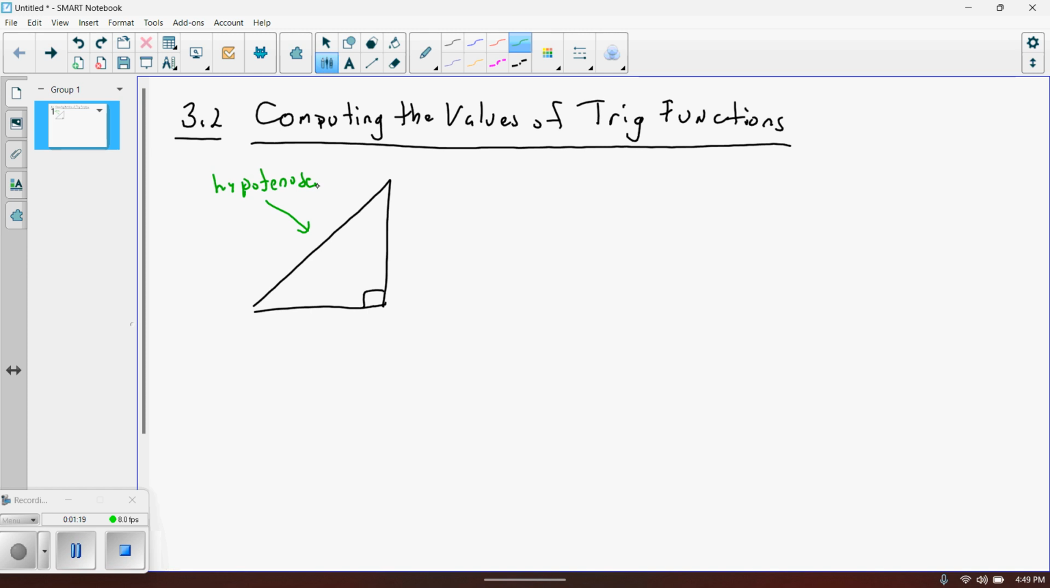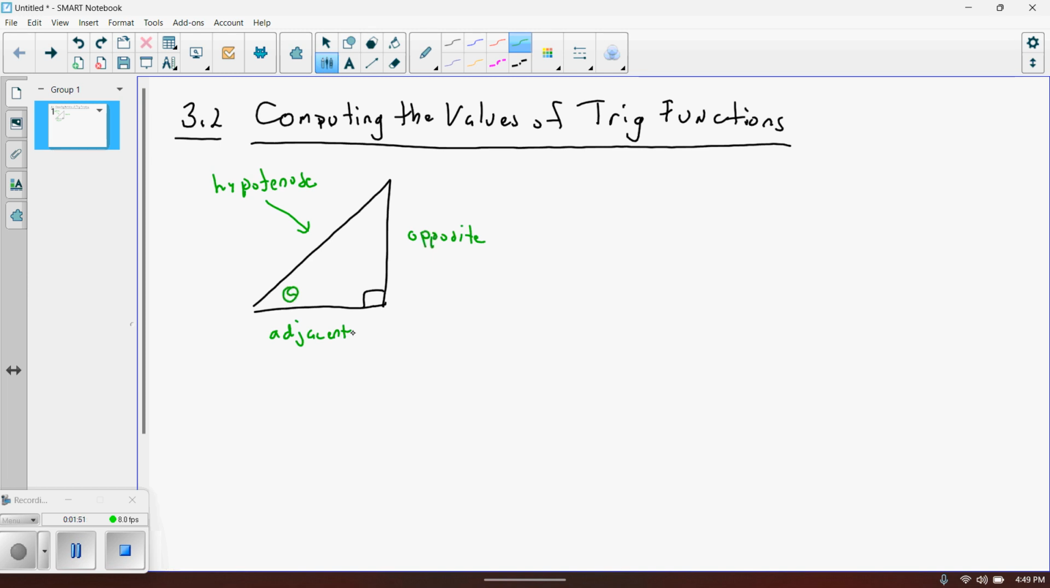And then you have basically two legs of the right triangle. And depending upon where your angle is located that you're interested in, for our example, we're going to put theta down here at the bottom. You have what is considered to be an opposite side from that angle, which is the one that is across from it. And then you have what is considered to be an adjacent side because it actually physically touches the angle. So those are your three parts of the triangle.